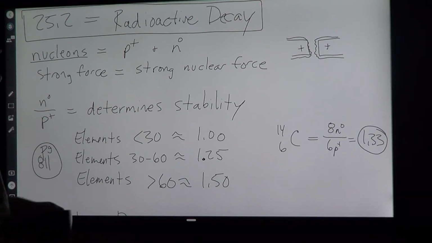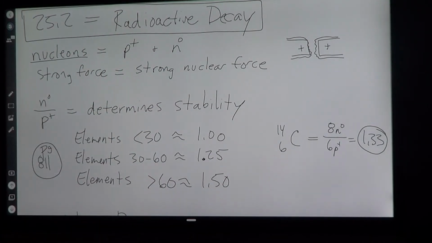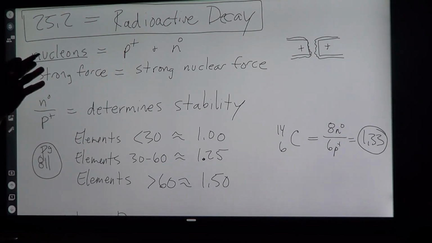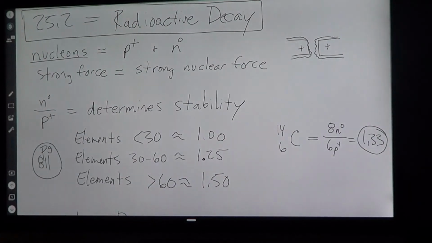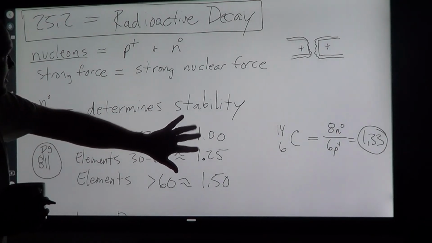Depending on what the ratio is, that'll determine what type of decay it goes through. I won't ever make you memorize that if it's this, then it does that, but that ratio does determine the type of decay that it will undergo. So make sure you've got a good idea of what the band of stability is and just how to basically calculate it.